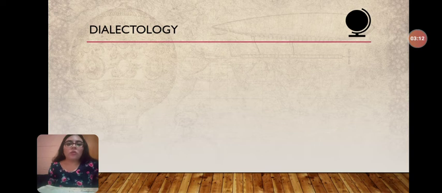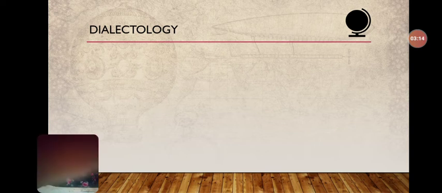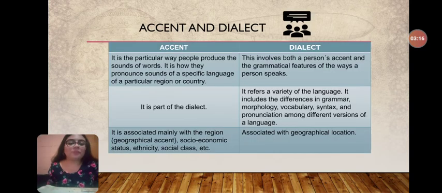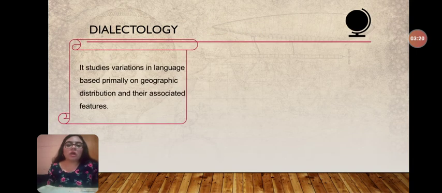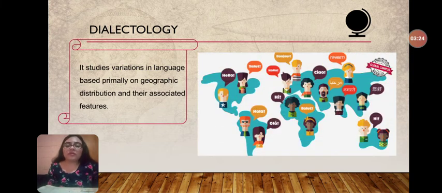So here we're going to talk about dialectology, which is the study of variation in language based primarily on geographic distribution and their associated features. So it means that it will depend on the region or the state that they are going to have different expressions, different vocabulary to refer to some things and in the same language.